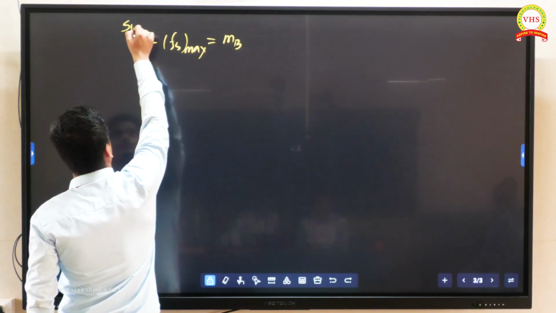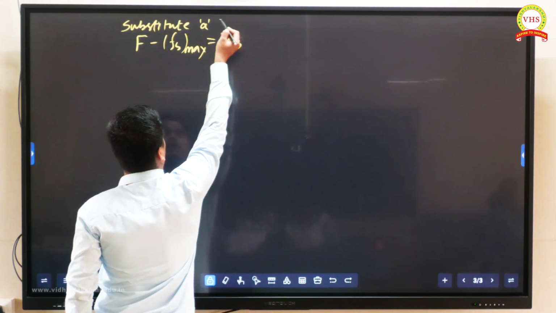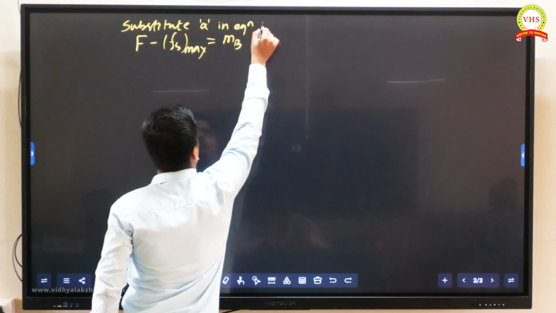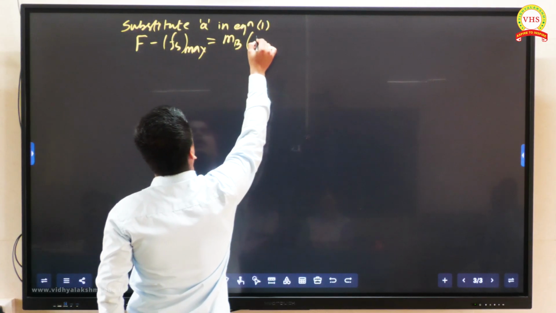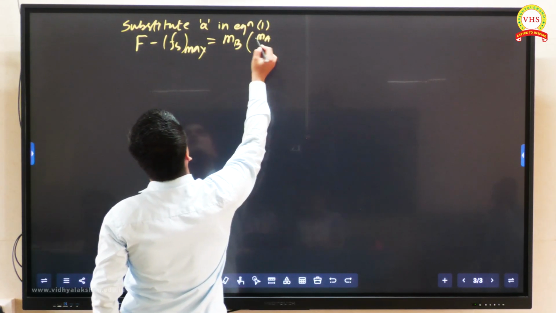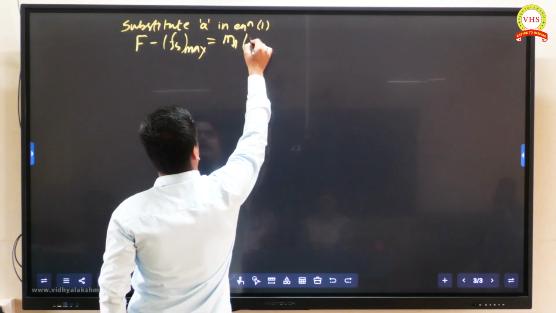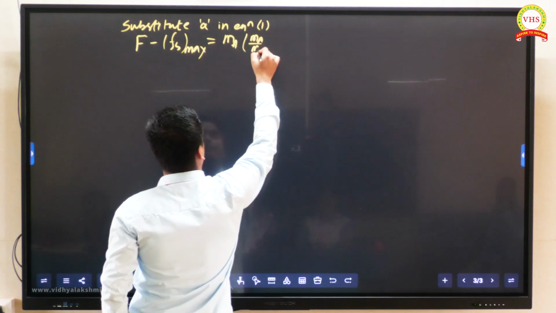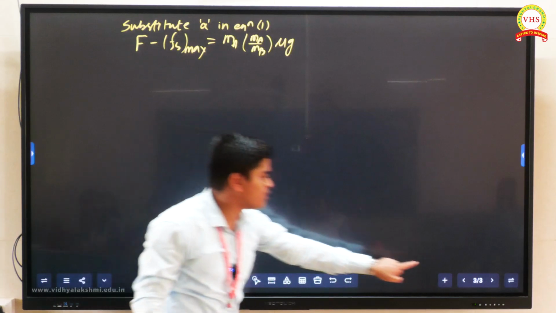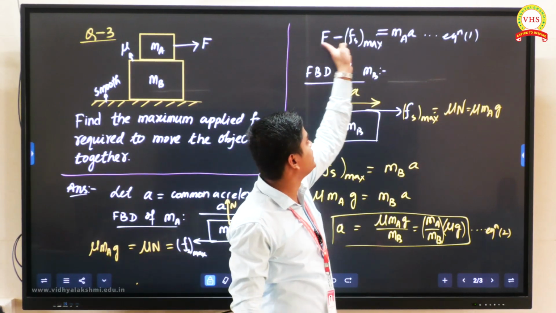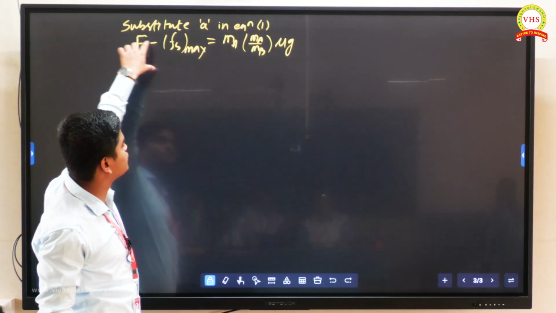Now in place of A, we'll substitute that acceleration. So let's substitute the value of A in equation 1. Tell me, what is A? This is MA, I think. MA is there. Now here write what it is: MA by MB into mu G. So in equation 1, check equation 1 everyone. Here it is MA there, right? In this equation, this A value is substituted, so this much is coming.